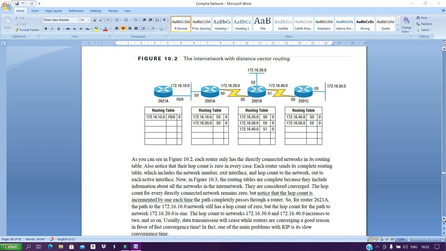Hop count to networks 172.16.30.0 and 172.16.40.0 increases to 2 and so on. Usually data transmission would cease while routers are converging, a good reason in favor of fast convergence time. In fact, one of the main problems with Routing Information Protocol is its slow convergence time.